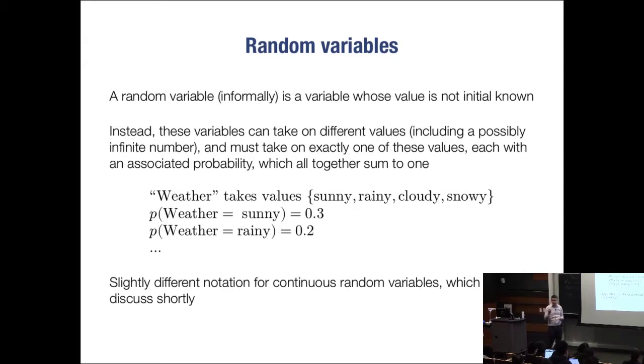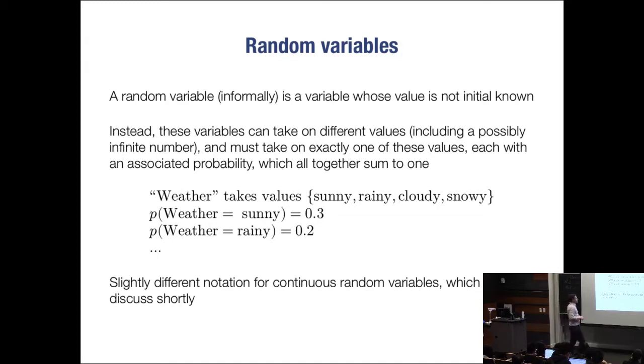So the starting point for probability is this notion of a random variable. And again, we're not going to define this formally. We're just going to say that informally, a random variable is a variable whose value we don't yet know, but it has some probability under which it takes on different values. So for example, the weather tomorrow could be a random variable, because we don't know what the weather is tomorrow. It can take on different values.